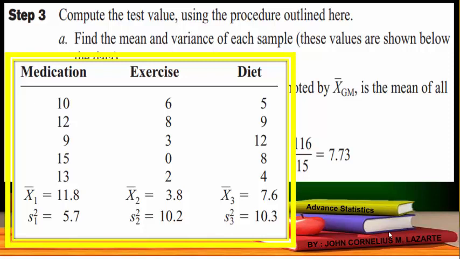Another method, if there is an equal number of samples for each group, all we need to do is add the mean of the first, which is medication, the mean of the exercise, and the mean of the diet. After we total it, we divide it by 3, and we will also obtain the grand mean, which is 7.73.